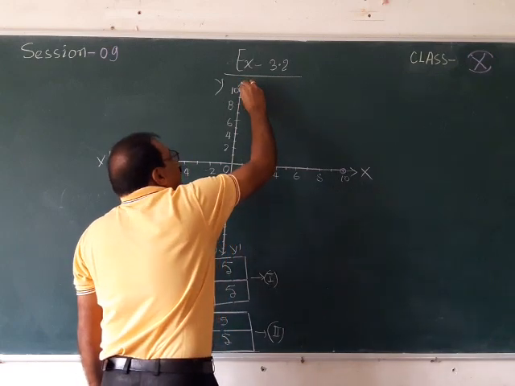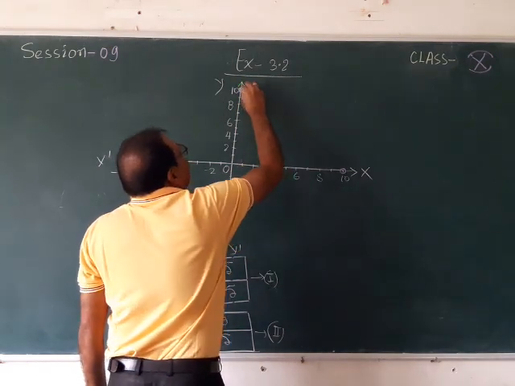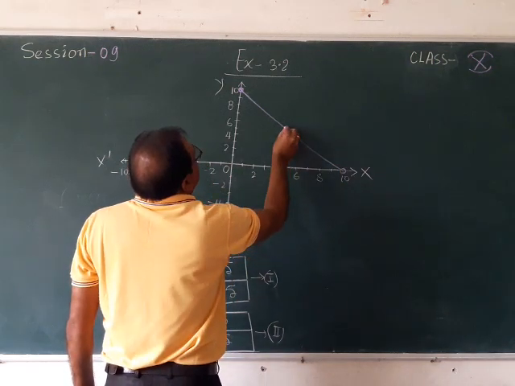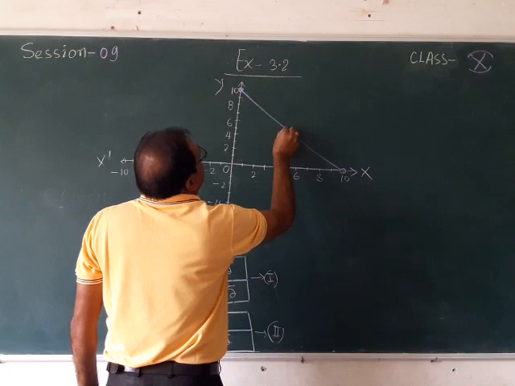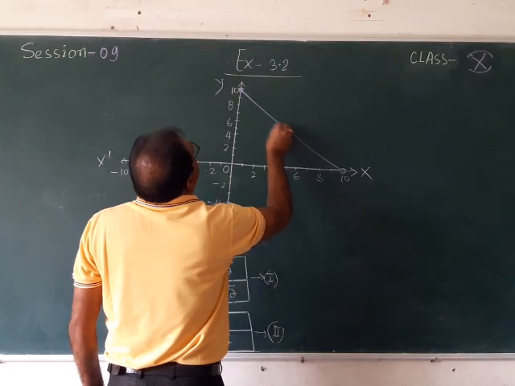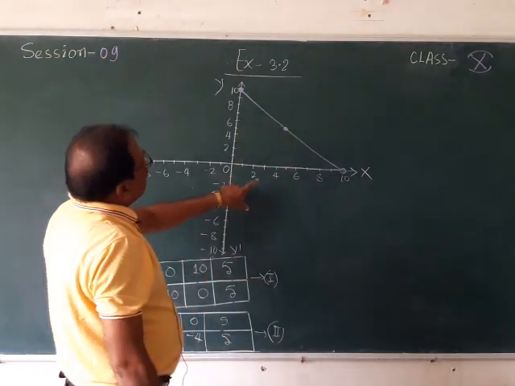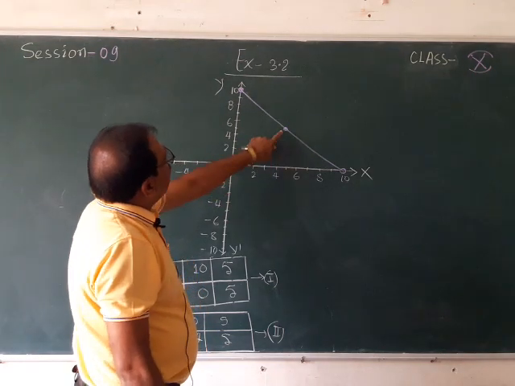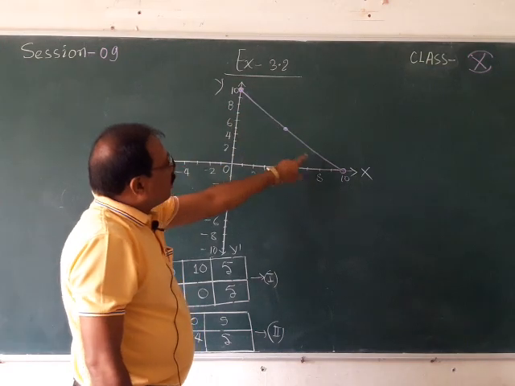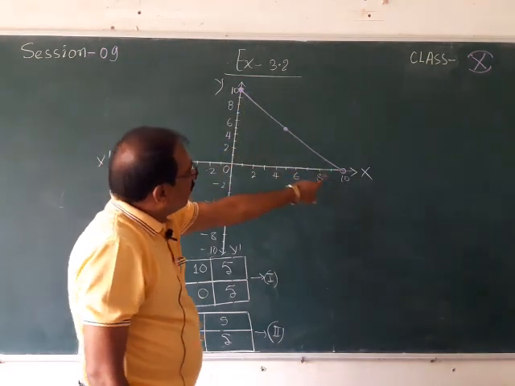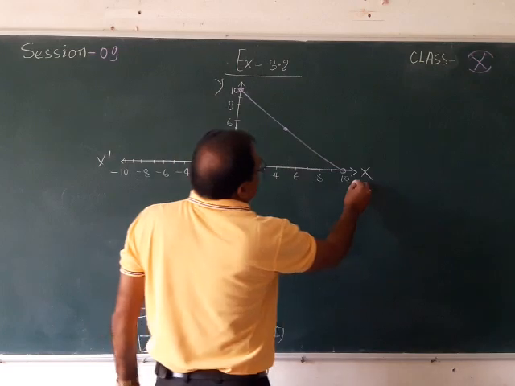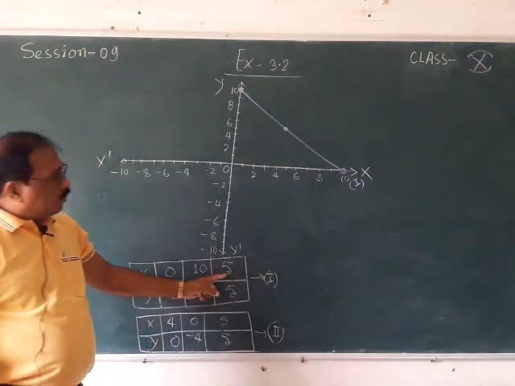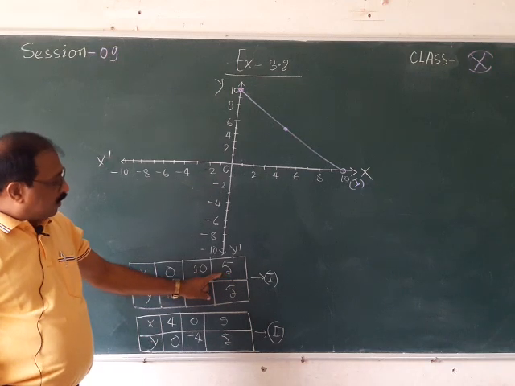So let me first draw the graph, then I can show you this point. X is 5 and y is also 5. Suppose both the points are coming here, it will come on the same line. So x 5 and y 5 will be near about here, and that will be on the same line. So you will have a line graph. This graph is drawn for the first equation, this is your first line graph.